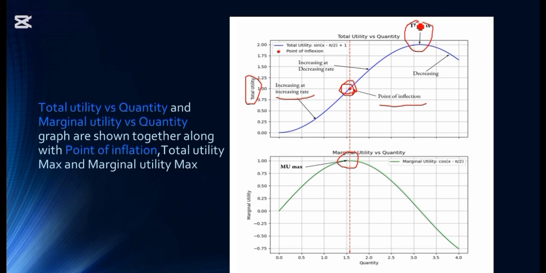After this point, before this TU max, our satisfaction level is still increasing. Here our satisfaction level is still increasing, but the increase is at a decreasing rate. Look at both graphs. When TU is max, our satisfaction level is highest.